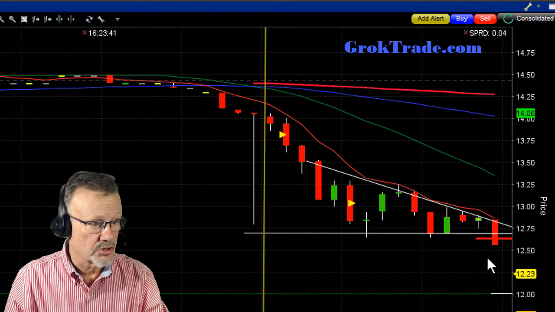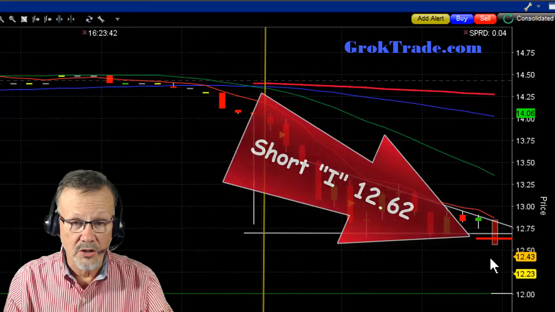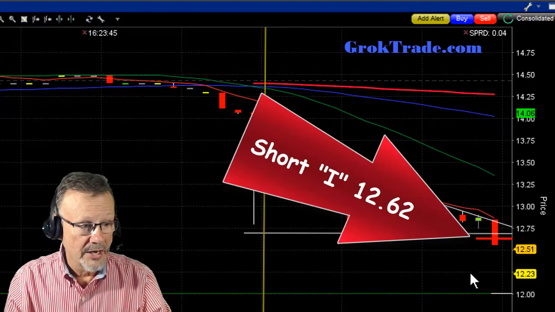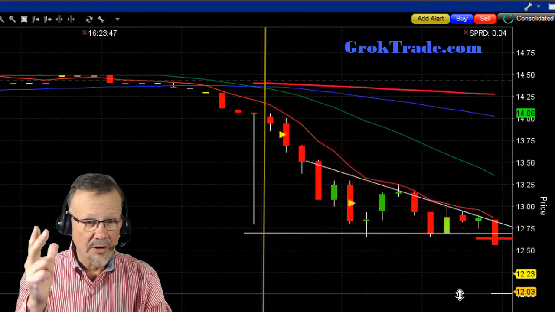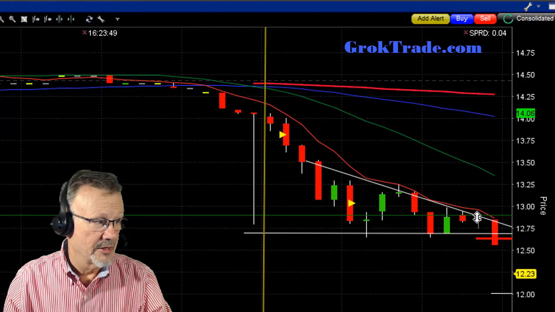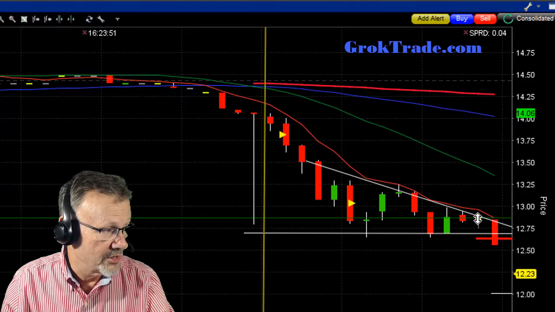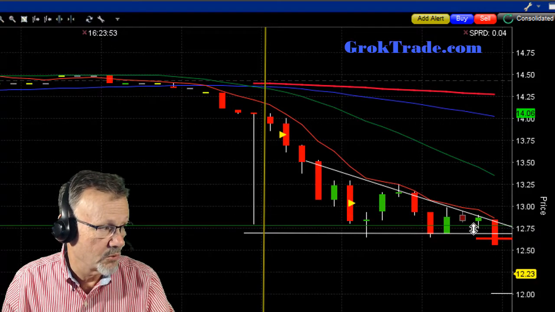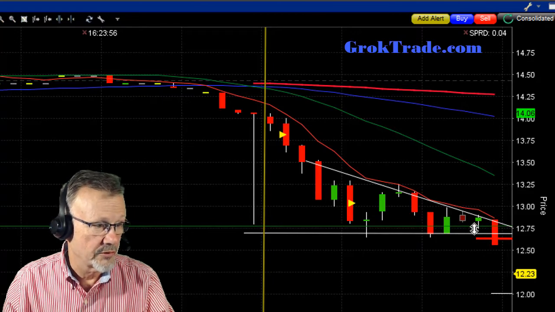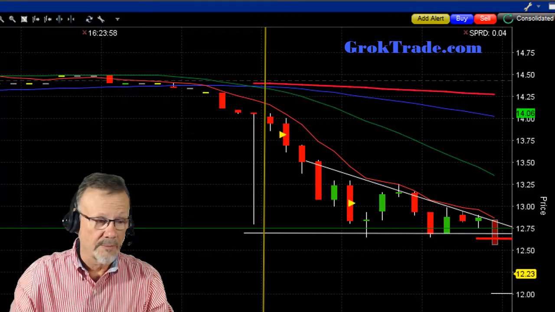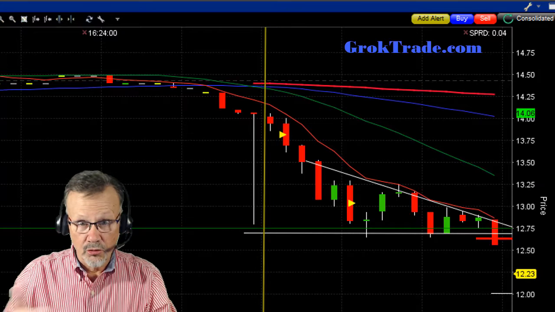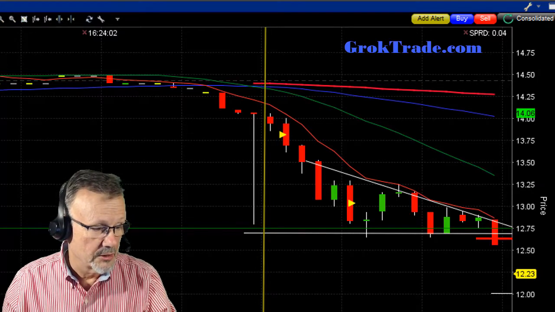Bam, there it goes. It dropped down there, and I am now short at 12.62, and now I have a 1% attached stop that automatically gets activated, and that was at 12.75. 12.75 was my 1% stop right there. So the most I could lose in this would be 1% on the trade. Now let's see what happened after that.